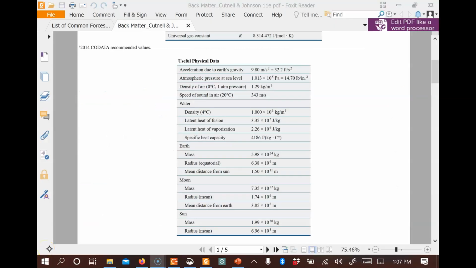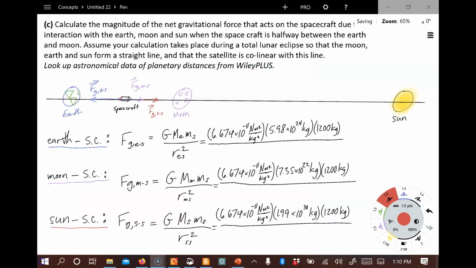I'm going to go ahead and use the information from the Wiley Plus back matter again to get all those numbers and plug them in and calculate them. All right, so I looked up G, Newton's universal constant, and I looked at the mass of the Earth, mass of the Moon, and the mass of the Sun. And I put in the mass of the satellite, of course. Notice I haven't yet done the radii. How are we going to measure those?